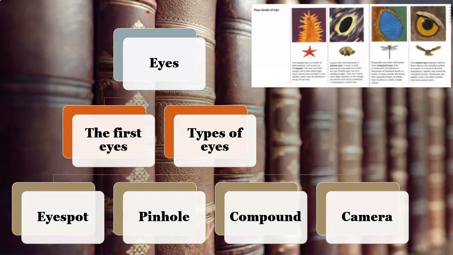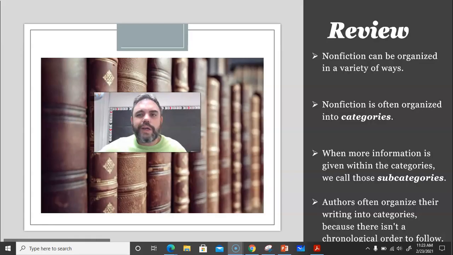Right? So let's move on to a review. All right, guys, very quick lesson for you today. As a review, nonfiction is still organized in a variety of ways, and we're going to continue to look at some of those throughout this week. Remember, nonfiction is often organized into categories. Right? A category meaning a group that has something in common. When more information is given within these categories, we call those subcategories, like the different kinds of eyeballs. Okay? Authors often organize their writing into categories because there isn't a chronological order to follow. Right? There is no first, next, then, finally.